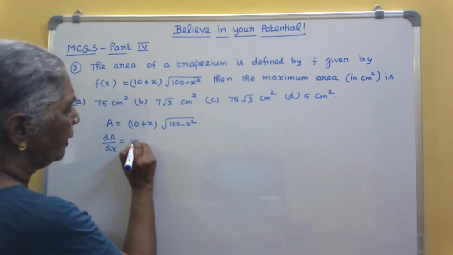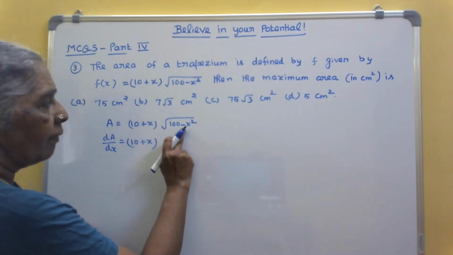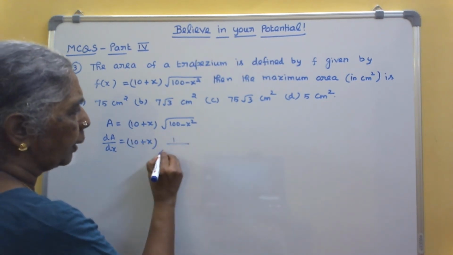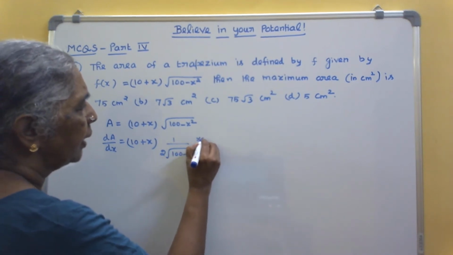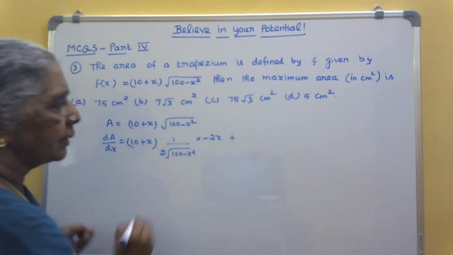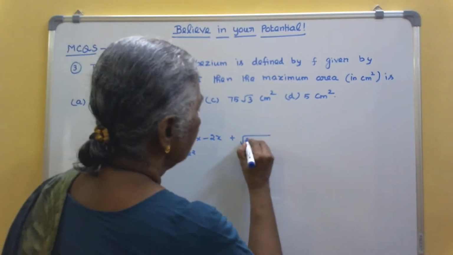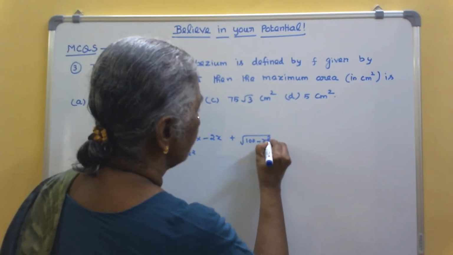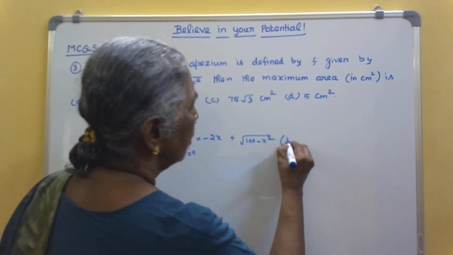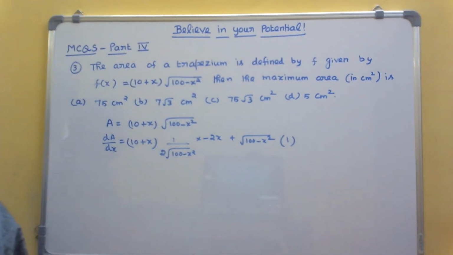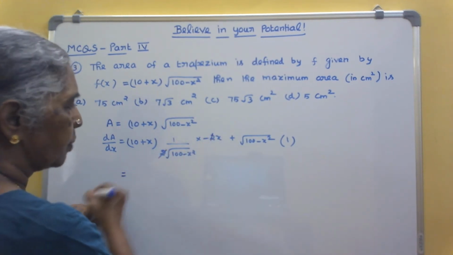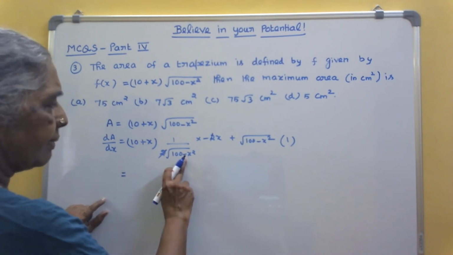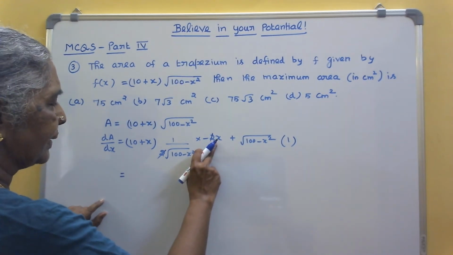So first you will get 10 plus x. When you differentiate the root, it is 1 by 2 root 100 minus x squared into minus 2x. Then plus root 100 minus x squared into 1. So this is the thing you will be getting. Now let us take the LCM and simplify it properly. So these 2 and these 2 I will cancel, and this is the LCM. So there is a minus x here.